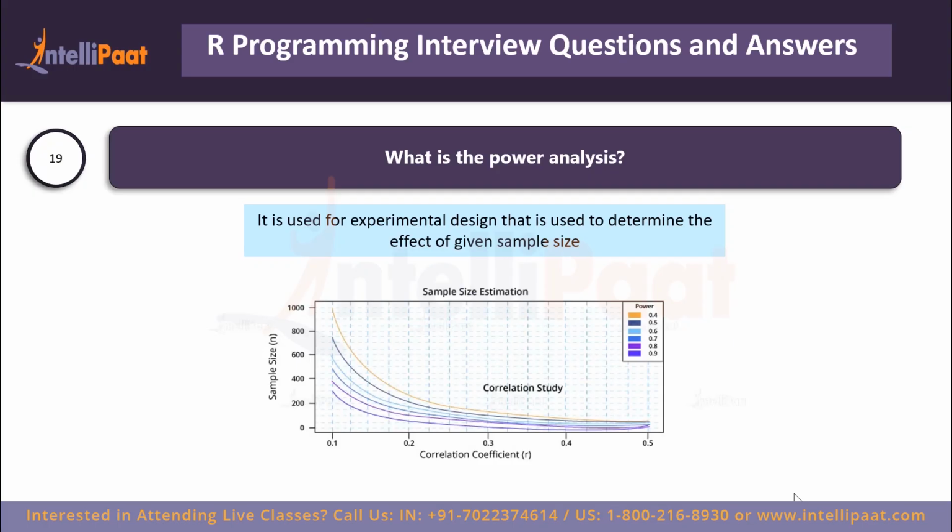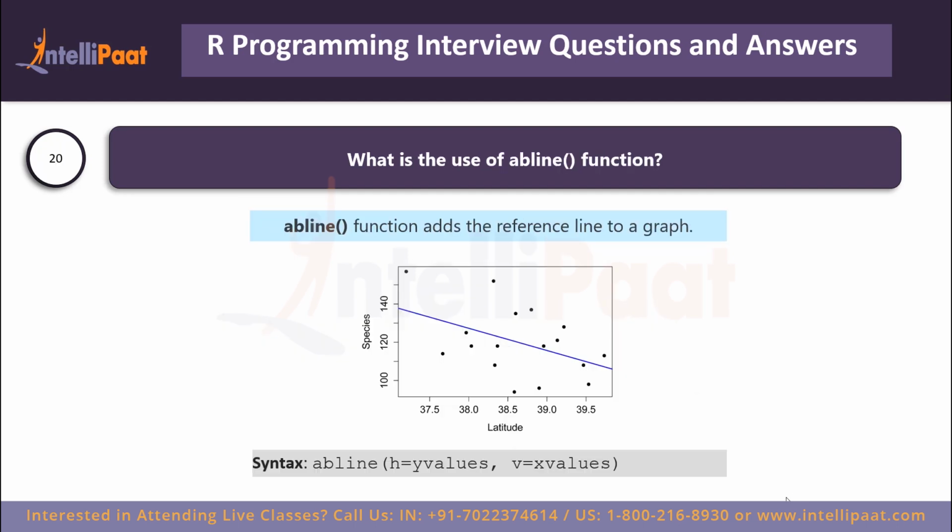There is also a good power analysis value, and the desired power level is typically 0.8, but the researcher performing power analysis can specify a higher level such as 0.9 also, which means that there is a 90% probability that the researcher will not commit a type 2 error. And one of the stringent factors in power analysis is the desired level of significance that we use for our data. What is the use of abline function?